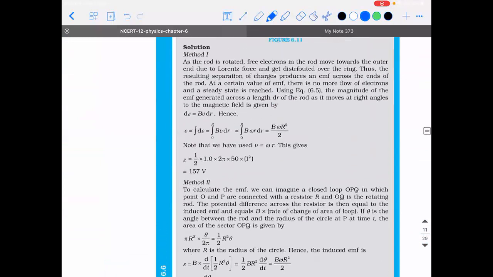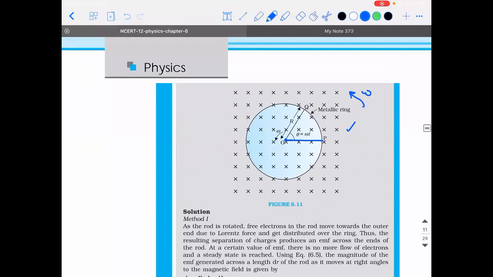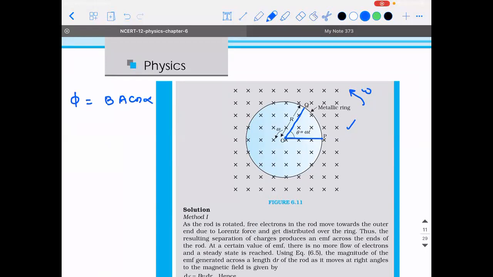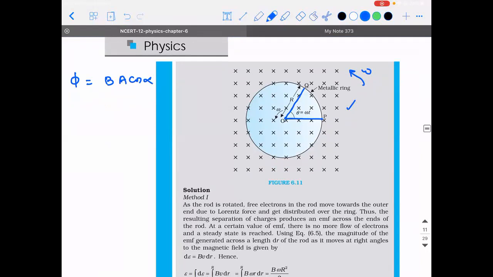The best way is by calculating the flux as a function of time. What is the value of flux? Flux is equal to B into A into cos theta, where theta is the angle. Here I will use cos alpha, where alpha is the angle between the B vector and the A vector. B is into the plane, and the area vector is too. So how much is the area swept in time t?